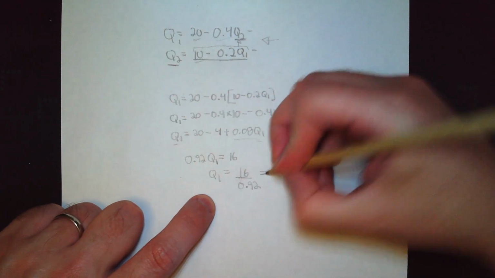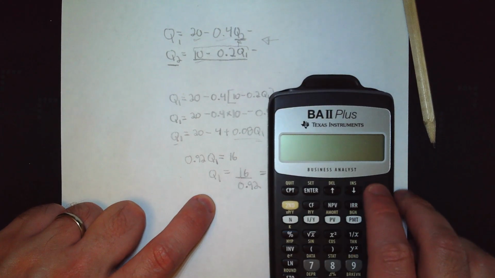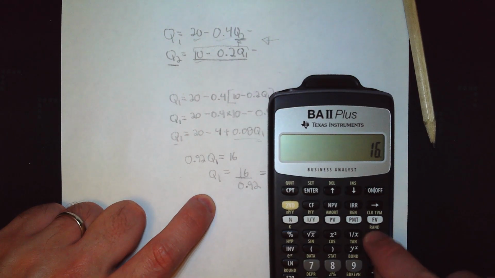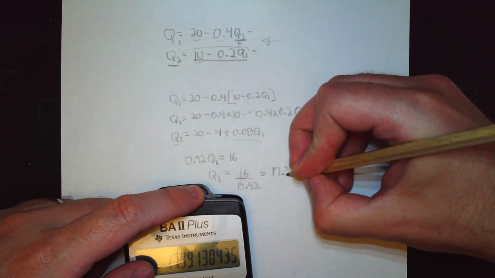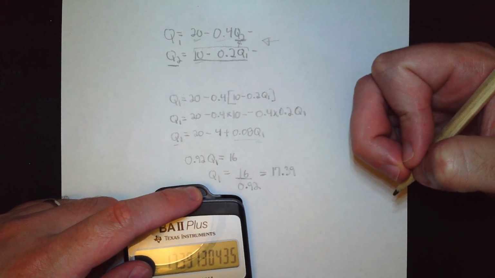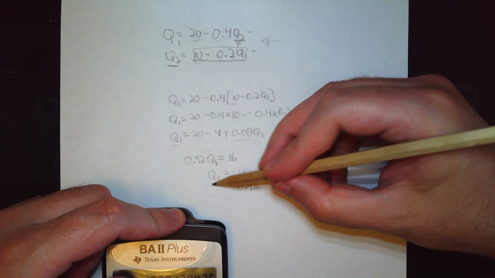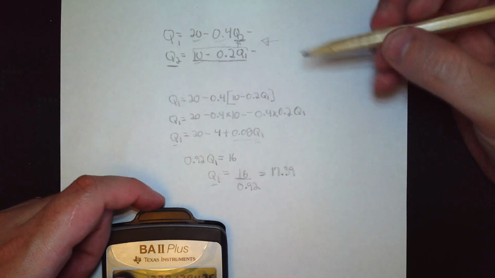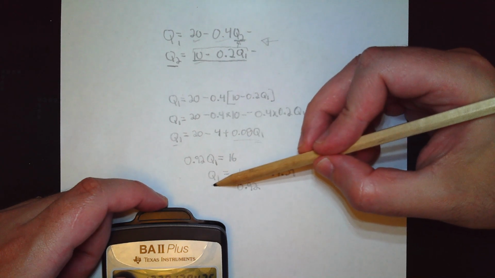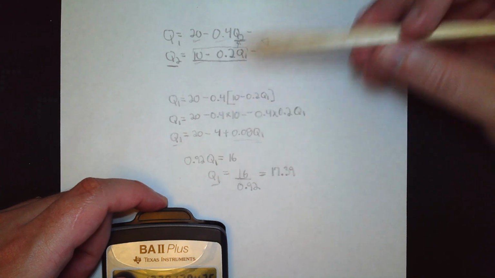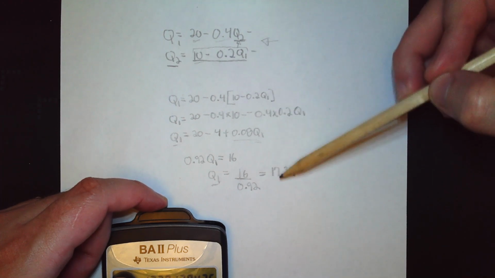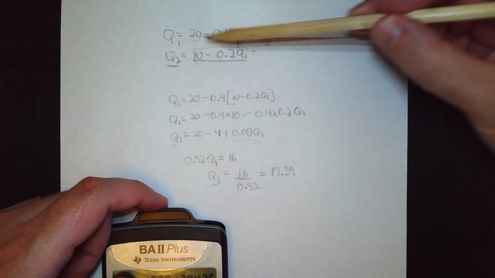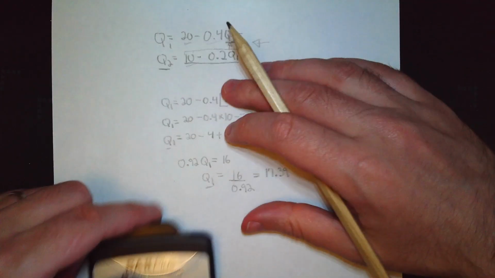I put that in my calculator, and I get the answer. This should be 17.39. Now, once you solve for one of the Q's, then it's pretty straightforward. We can just take this Q1 here, and we can put it in the best response function for the second firm, right? If I put this number in here, it should give me the quantity that the second firm wants to produce.